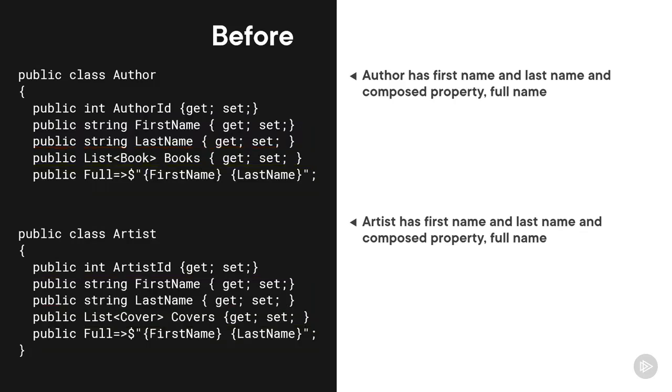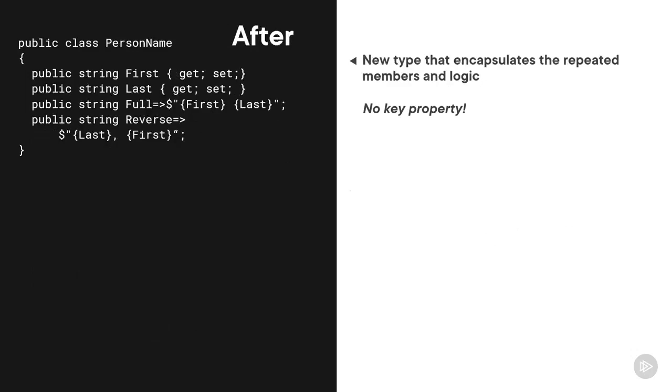As I think of more and more great things I might want to do with name, I have to return to every class in my model that has a first and last name and keep adding these new properties and methods. So rather than having to do that, we can combine all of them into their own type.